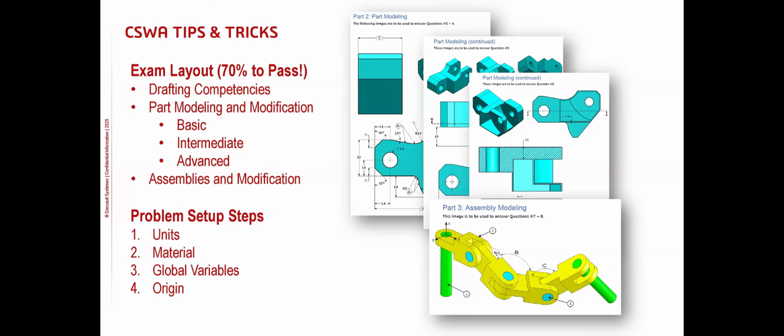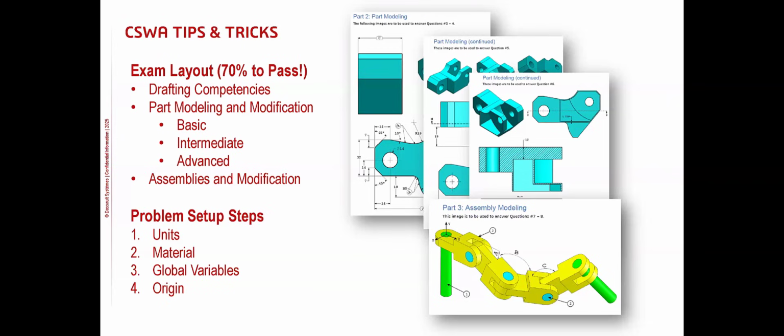Next is global variables. It's going to give you a variety of A, B, C, D dimensions, and there's a good chance they're going to tell you to change those. So in order to prepare for that, global variables are going to save you a ton of time. If you've ever used equations before inside SOLIDWORKS, or even if you haven't, you can set up global variables and basically make them a certain value and easily modify those.